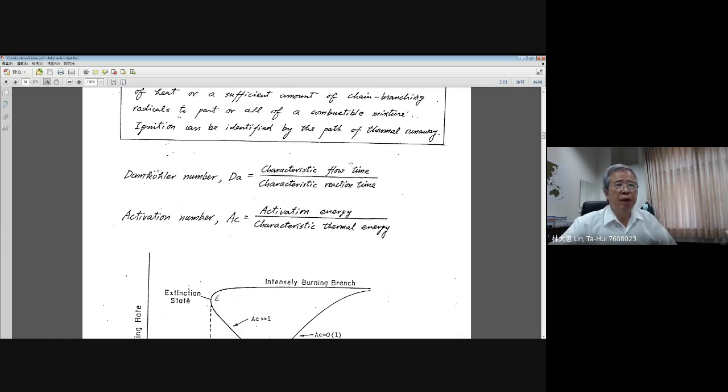For both of them, you can see in the numerator the flow time increases, or in the denominator the reaction time decreases. One increases, the other decreases. Both of them will give you a chance to have a larger Damköhler number, which means if the Damköhler number is increased, then the possibility for ignition becomes stronger and stronger. You can achieve the chemical reactions. Now you understand the competition between flow time and reaction time.